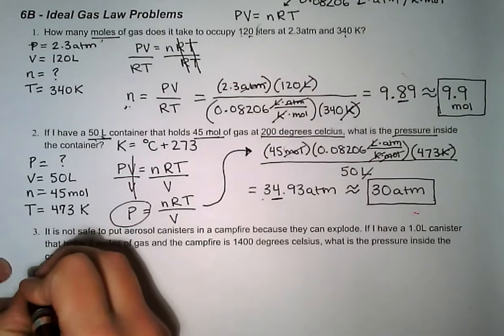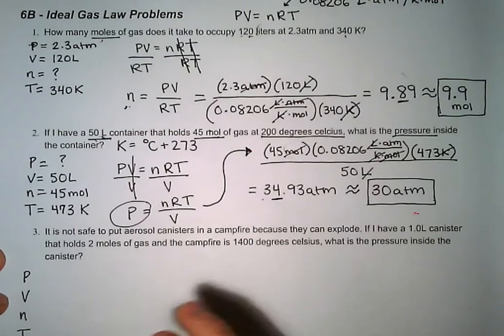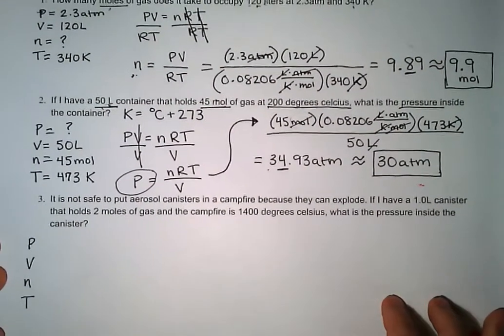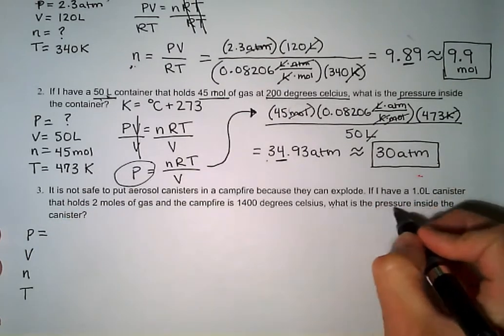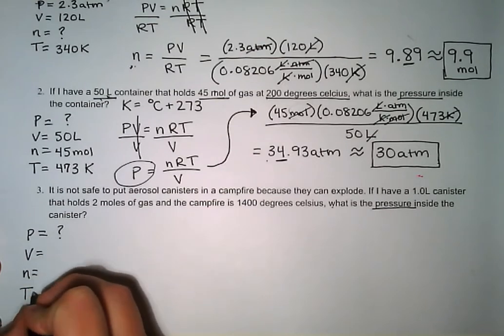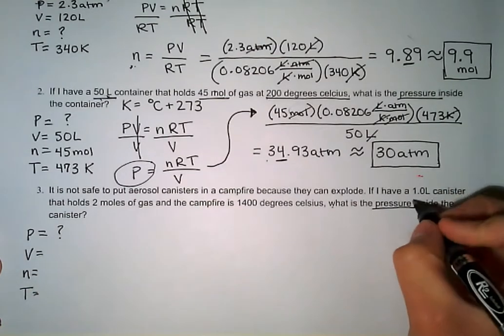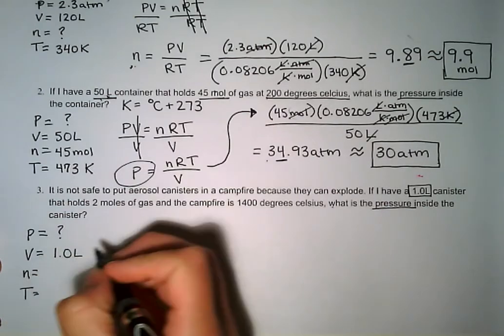So let's write out our variables. We have P, V, n, and T. Let me move this up so you can see a little better. Our pressure, it says what is the pressure? So that's what we're looking for, so we'll put a question mark there. It says we have a 1 liter canister, so that is our volume, 1.0 liters.